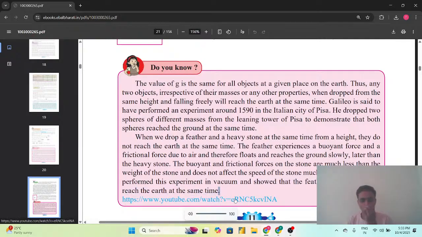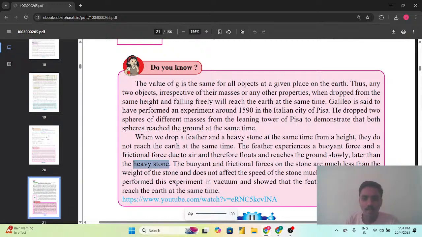So, if we throw two objects of different masses, here the two objects taken are the light feather and the heavy stone. If we drop both the lightweight feather and the heavy stone at the same time from the same location, we experience that both reach the ground at different times. This is because the force of buoyancy acting on the feather is much higher as compared to the heavy stone. So the heavy stone reaches the ground before the feather.